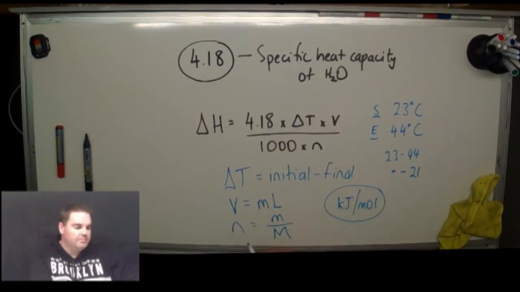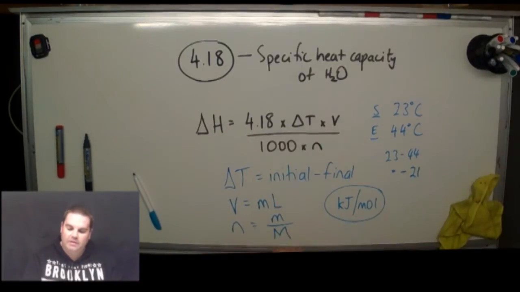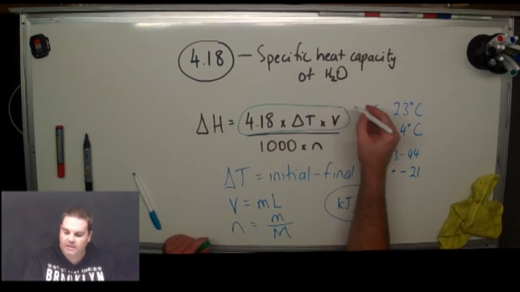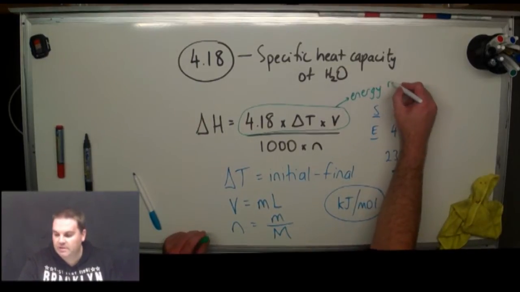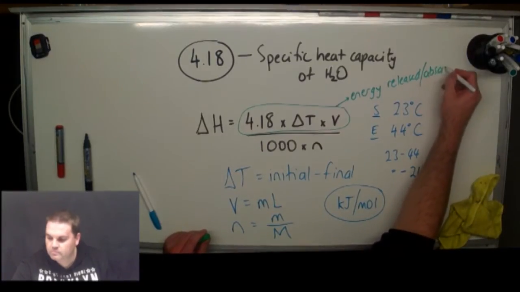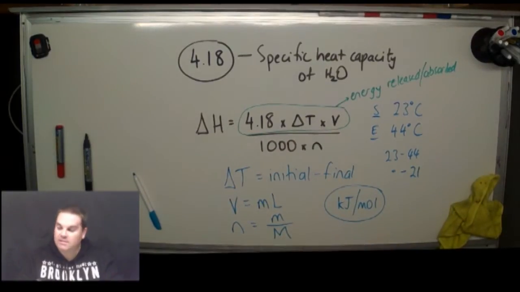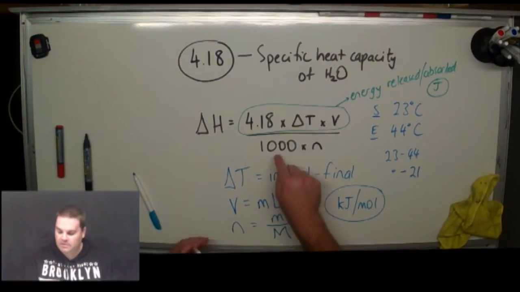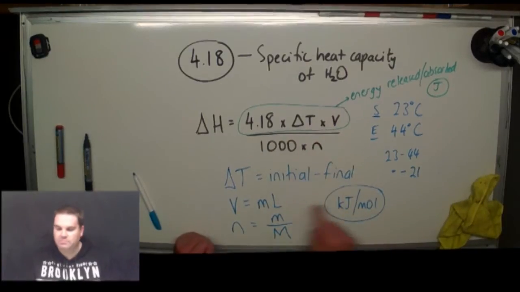So this bit up here, I'll just switch to a different colour. I'll go for green. This bit up here, 4.18 times delta T times V, tells us about the energy involved in the reaction. So it's either the energy released or absorbed. So we can use that to work out the energy, and that is in joules. If you divide joules by 1,000, you get kilojoules. If you then divide it by the number of moles, you get kilojoules per mole.